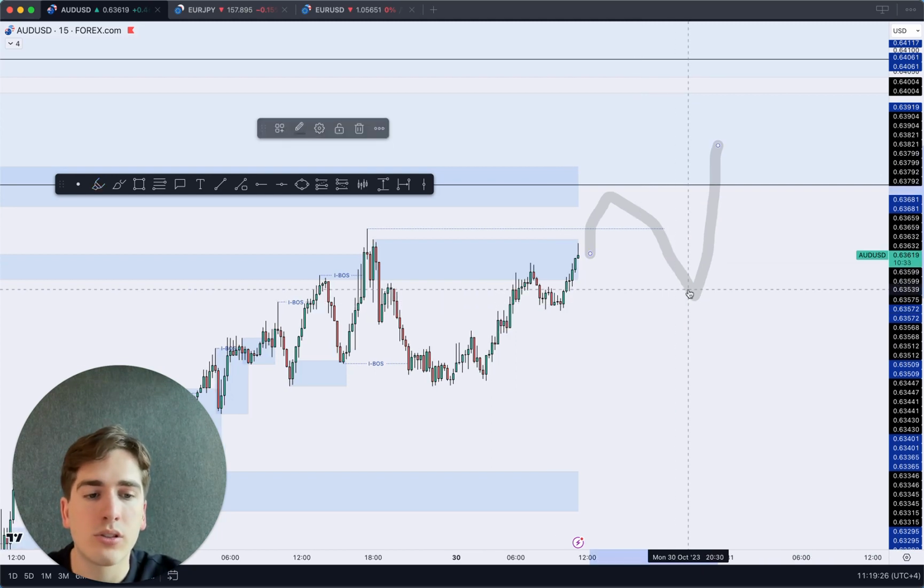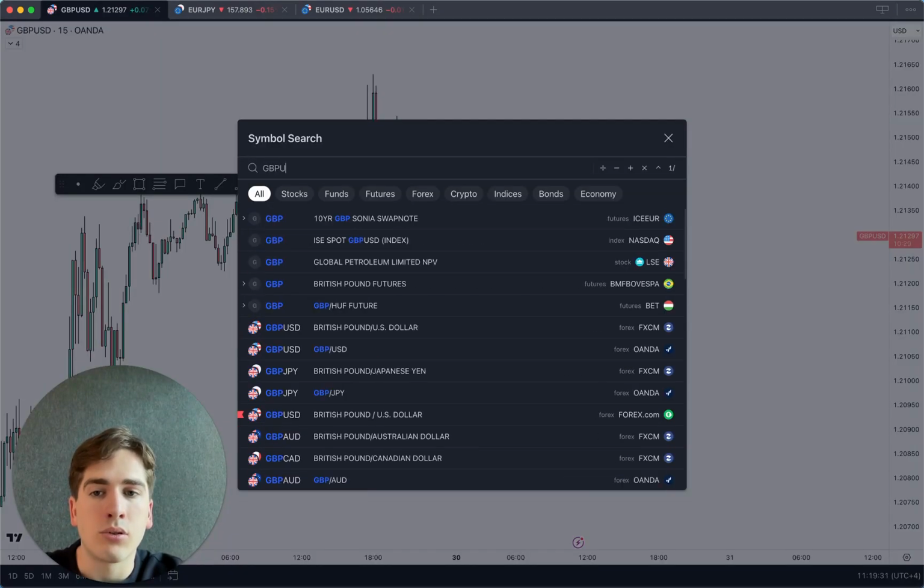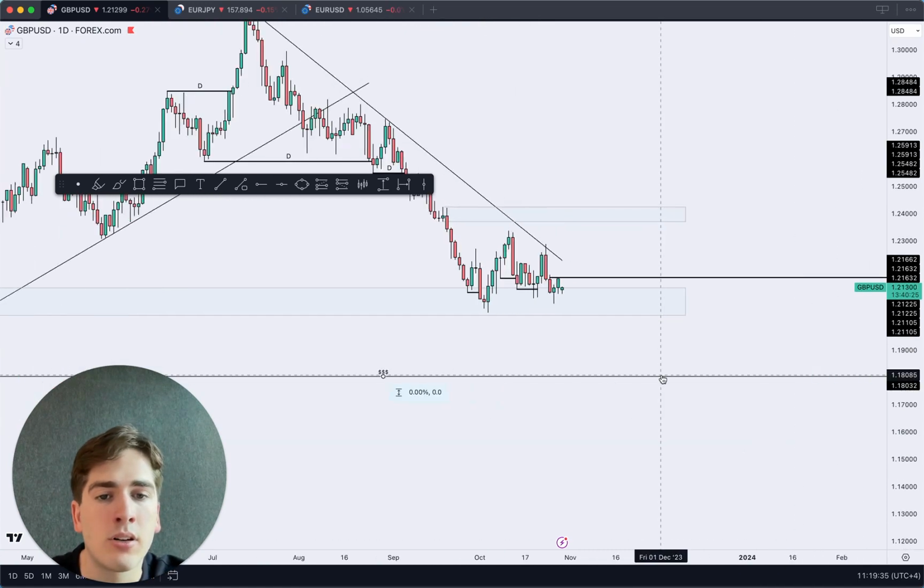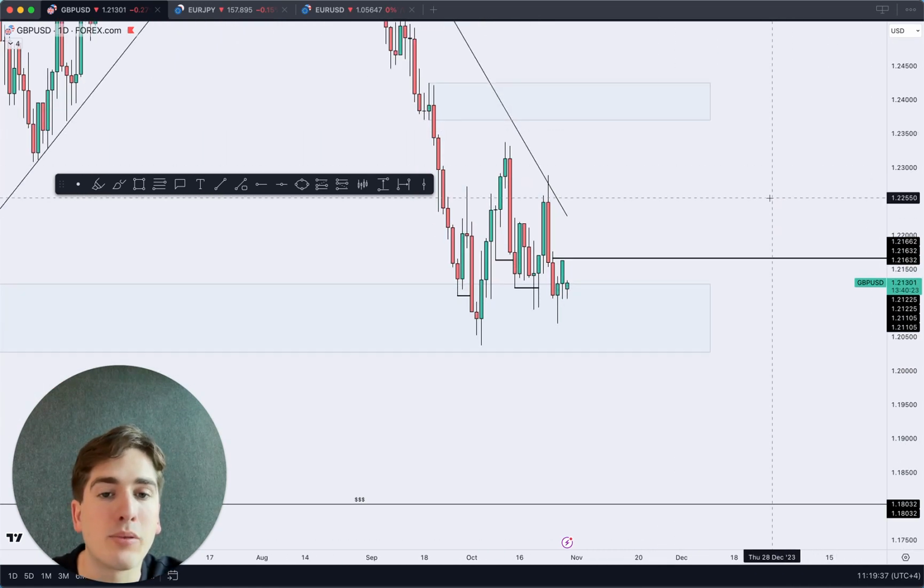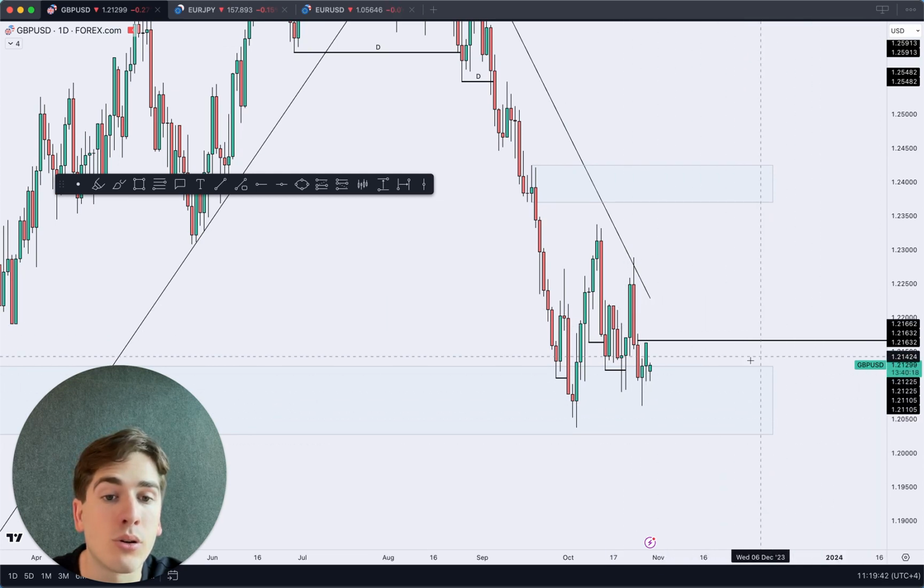Moving in towards pound dollar. Oh, that's the wrong chart. So moving in towards pound dollar from a daily perspective. So pound dollar, extremely rangy from a daily perspective, not really interesting. Overall, the daily does look more bearish.